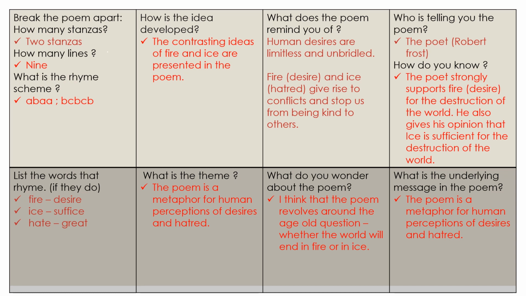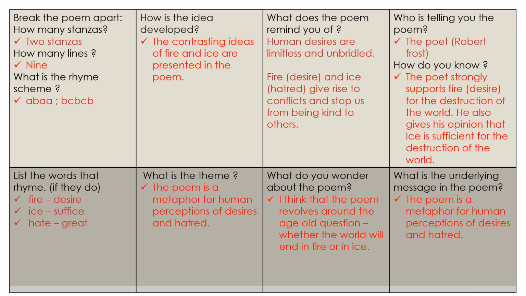List the words that rhyme if they do. When we find the rhyming scheme, we also get to know about the rhyming words in the poem. For example, fire, desire, ice, suffice, hate, great. The next question: how is the idea developed? We have two contrasting words, fire and ice. The two contrasting words take us to the contrasting ideas presented in the poem. Fire is the symbol of desire and ice is the symbol of hatred and insensitivity. Both are quite enough to destroy the world.